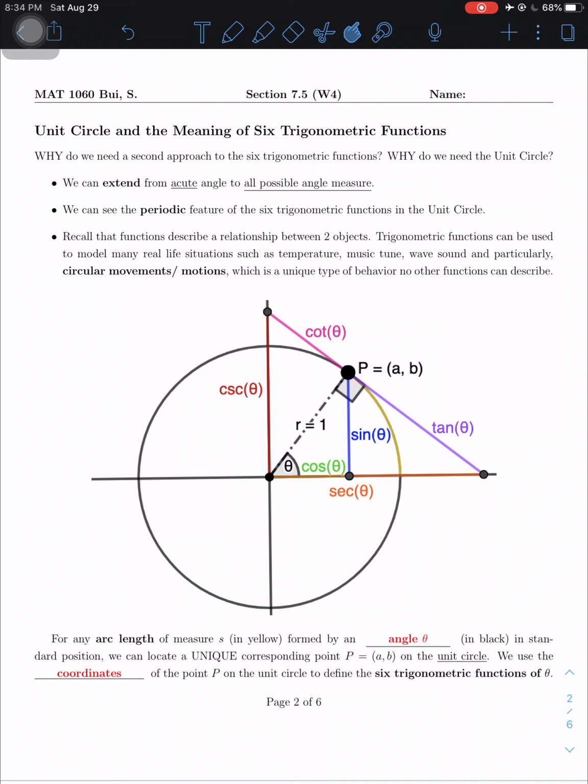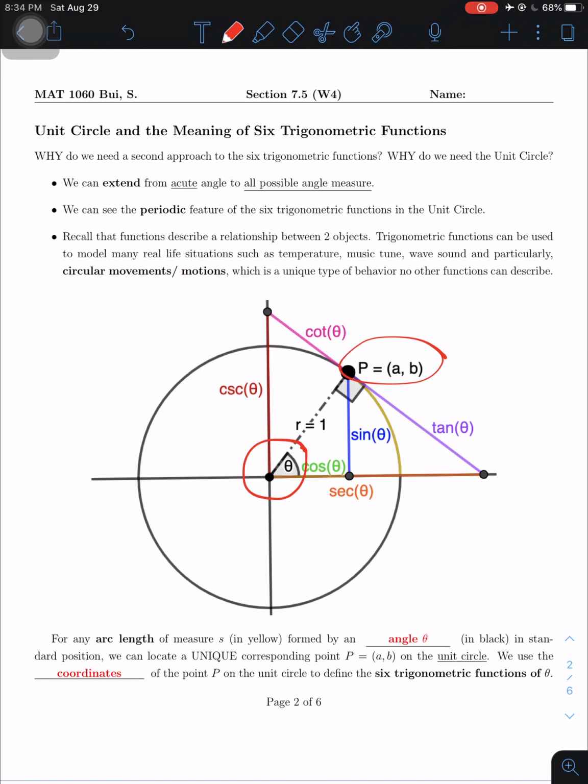If you want to know the meaning of each of the 6 trigonometric functions in the unit circle, they all have a meaning. Each of them measures a distance that is relative to the point and to the angle that we pick there. So everything on the unit circle is about a point, and it's also about the original angle.